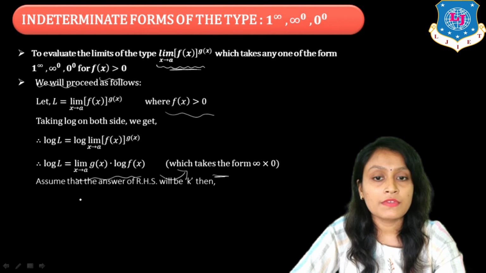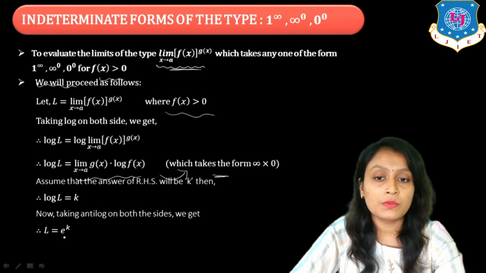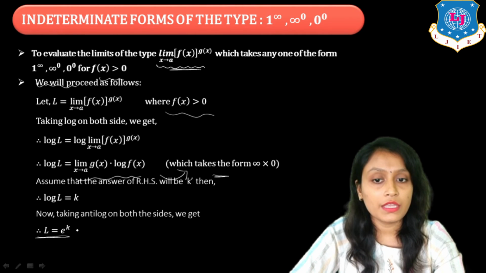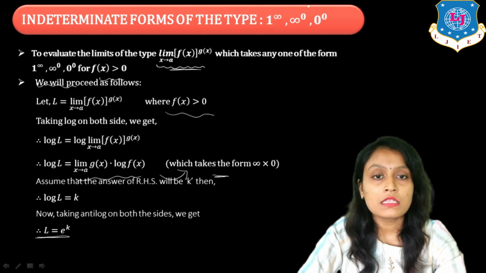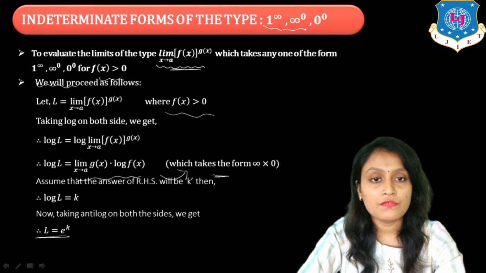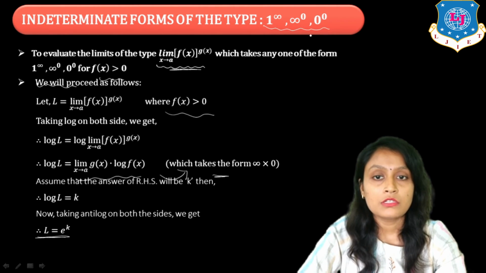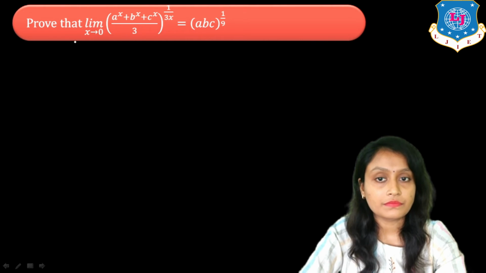Let's suppose we get this answer as k. So log L will be equal to k. And now we will take antilog on both sides. So you will get the final answer of the limit L, that is e raised to k. We will follow this method to solve the forms of the type 1 raised to infinity, infinity raised to 0 and 0 raised to 0. So let's begin with an example.